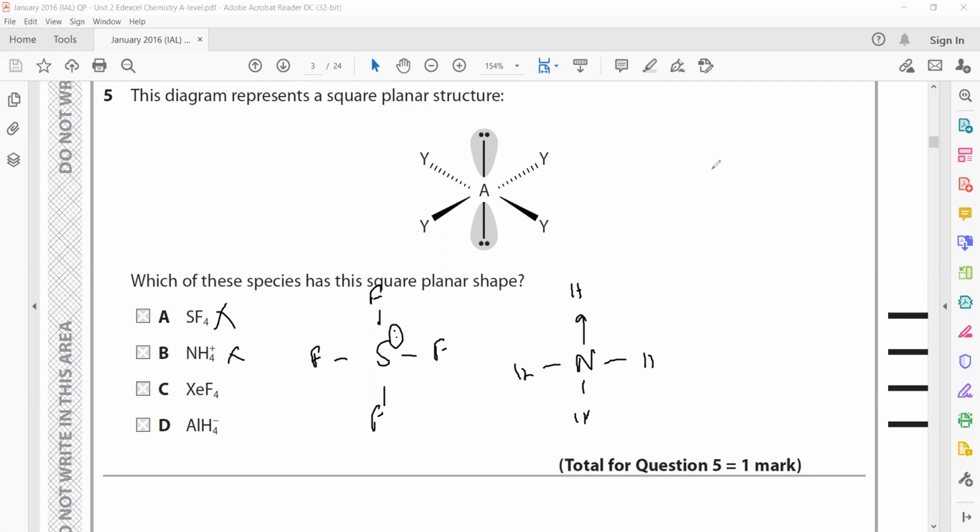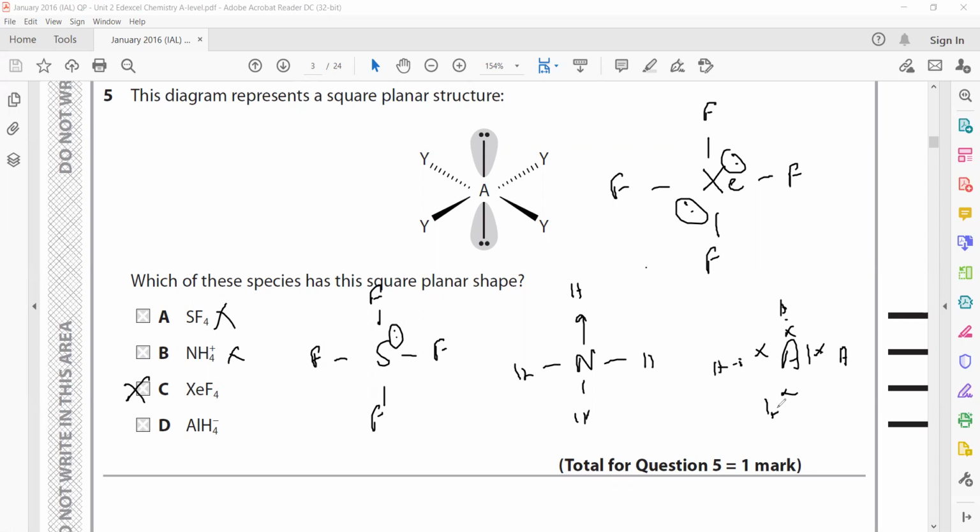Xenon tetrafluoride. Xenon belongs to group 8. It shares 4 electrons, and how many are left? 1, 2, 3, 4, 5, 6, 7, 8. So there are 4 bond pairs and 2 lone pairs. So it will be XeF4. Same way, it cannot be aluminium hydride, because aluminium has an extra electron from the charge and bonds with hydrogen, sharing 1. So 4 bond pairs and no lone pair. That's why C is the right answer for this.